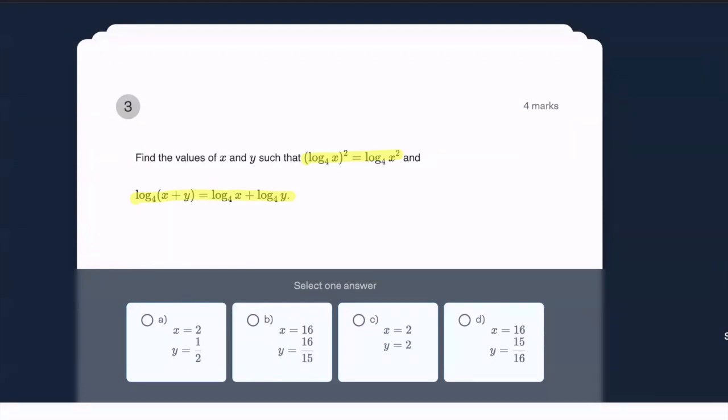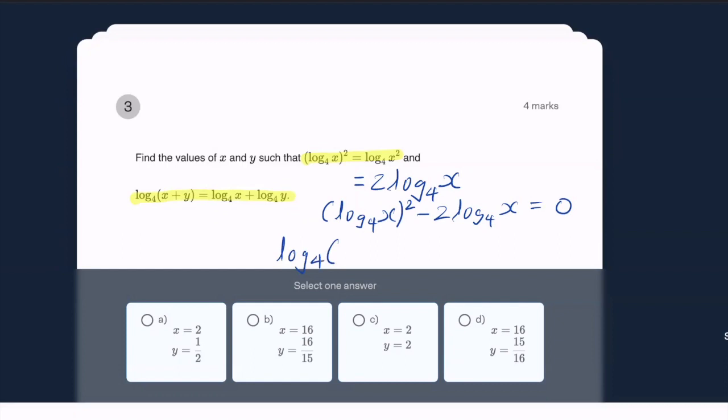What I will do is try to simplify. This looks a little bit like a quadratic expression to me, because on the right hand side, I can use the power law to bring down the 2. And what I have is actually a nice quadratic expression. If you don't see it, let me write it down. So minus 2 log 4x equals 0. I can factorize this two-term quadratic. So it's log 4x, open bracket, log 4x minus 2. Quite interesting. So therefore, log 4x must equal 0 or 2.